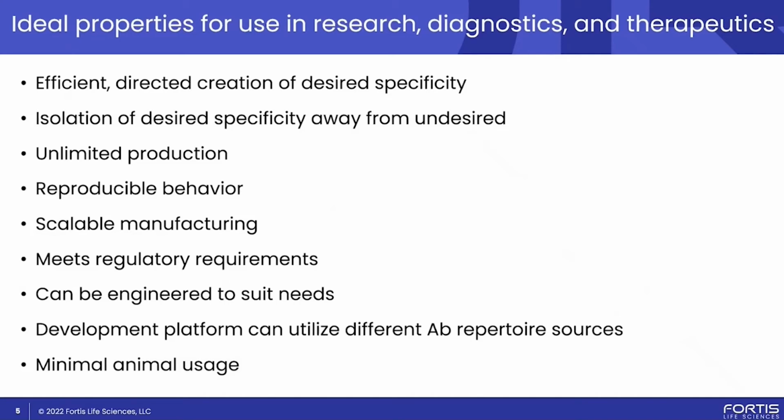So as we'll discuss later, different species have antibodies with different properties. And then ideally, you would also not have to use any more animals than are necessary, and preferably no animals at all.